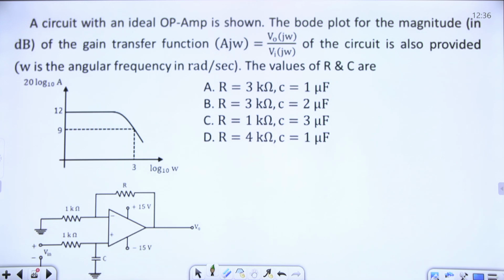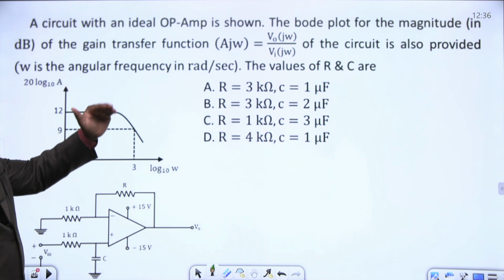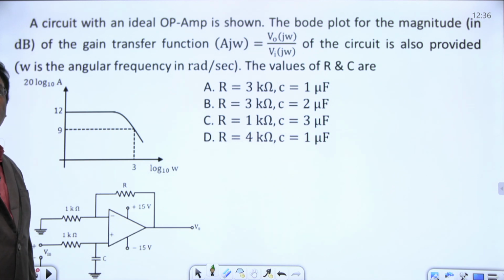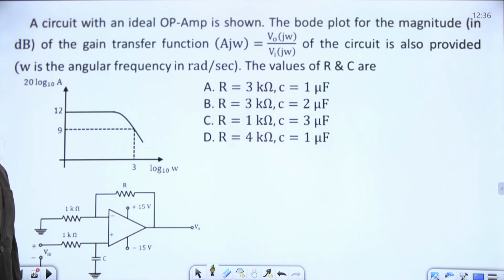See the question here. A circuit with an ideal op amp is shown. The Bode plot of the magnitude in dB of the gain transfer function A of j omega, which is V out j omega by Vi, is also provided, where omega is the angular frequency. They are asking us to calculate the values of R and C. What is the value of R? What is the value of C? Tell me.